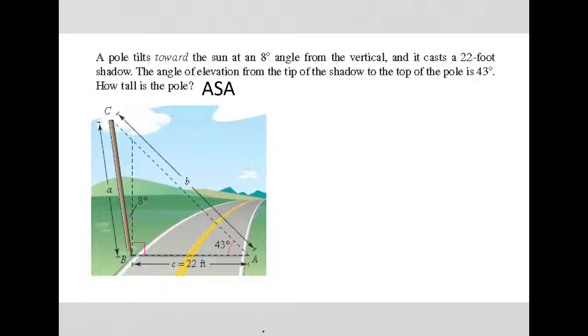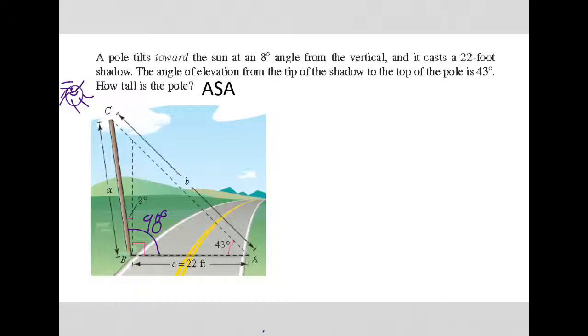We have a pole tilting toward the sun at an 8-degree angle, so the sun is over here, shining down, looking happy. There's supposed to be a face there, you can't see it. But what do we know? Cast a 22-foot shadow, and we know the angle of elevation from the tip of the shadow to the top of the pole, and we want to use that to find the height of the pole. So think about this whole angle right there. What is that? Well, that's 90 plus 8 is 98 degrees. Then we have our 43-degree angle, and we have the 22-foot side there.